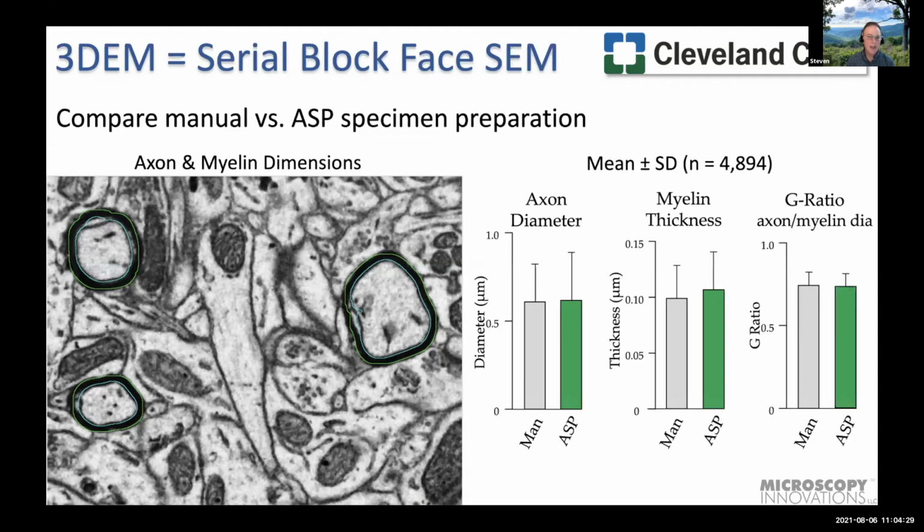So they analyzed nearly 5,000 axons measured, as we see here, color-coded. And what they found was that axon diameters were comparable, myelin thickness was comparable, not statistically significantly different, and something called the G ratio, which is the ratio of axon to myelin diameter, was also not statistically different at all between manual and ASP prepared specimens. So that convinced them that this is quite viable.